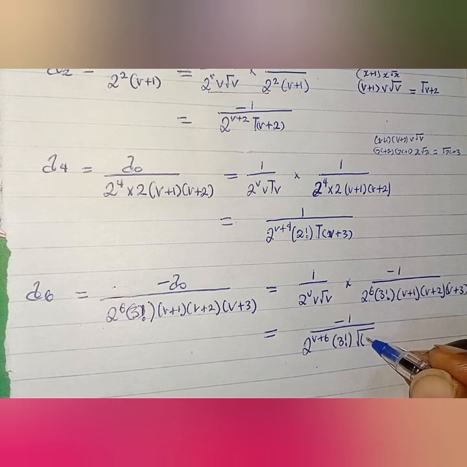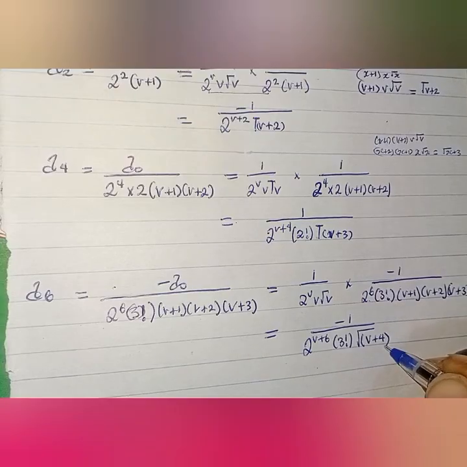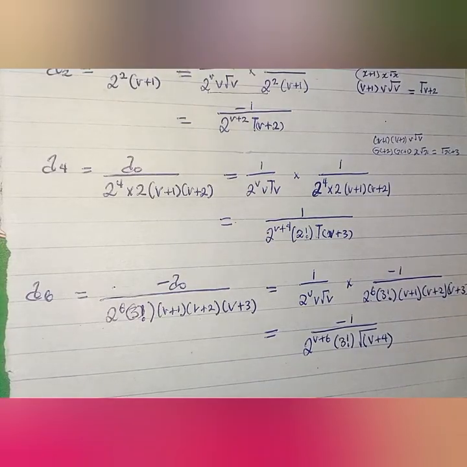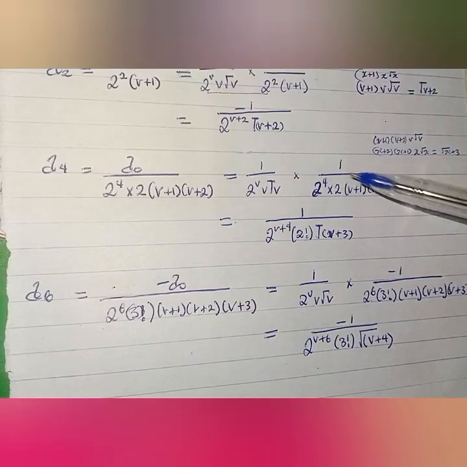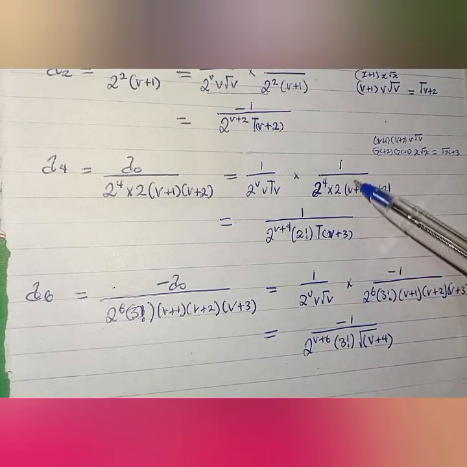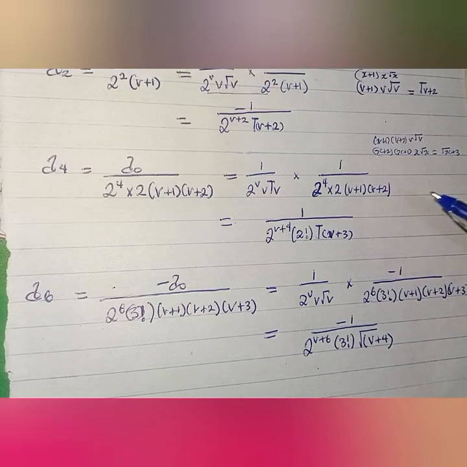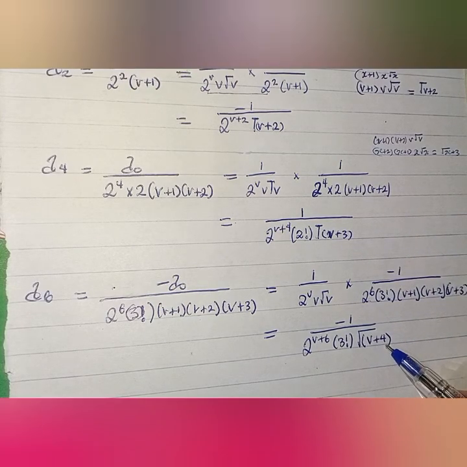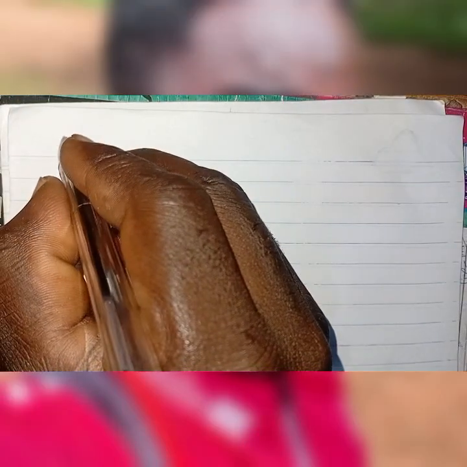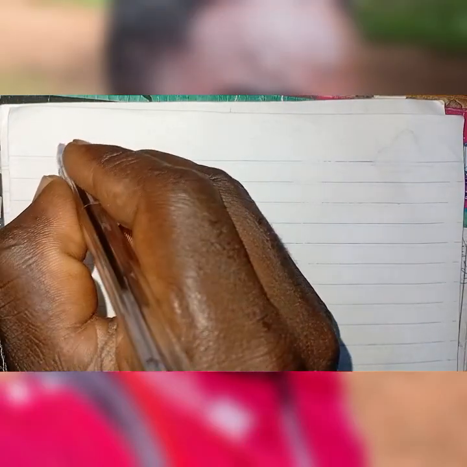Okay, so it's going to be v plus 4. You can see that they are following a series: a naught is gamma v plus 1, a2 is gamma v plus 2, a4 is gamma v plus 3, and a6 is gamma v plus 4. So let's put our answer back into the equation.